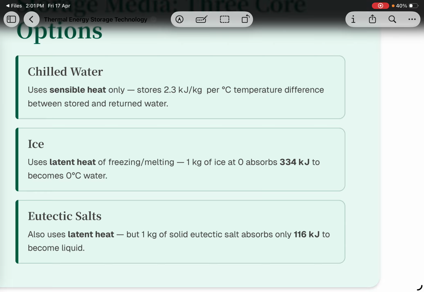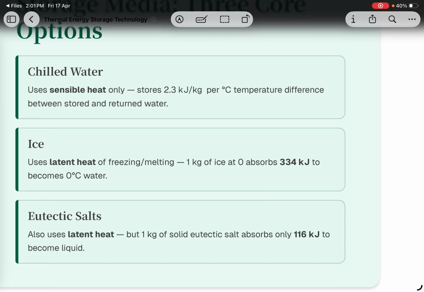So in that process, it is going to absorb 334 kilojoules of energy, or in other words, it is going to store 334 kilojoules of energy. So that is the latent storage capacity per kg of ice or per kg of water. Okay, so if you compare the two, the sensible storage and latent storage, 1 kg of water, the storage is only 4.2 per degree centigrade, whereas 1 kg of ice, it is as much as 334. So latent storage is always desirable.